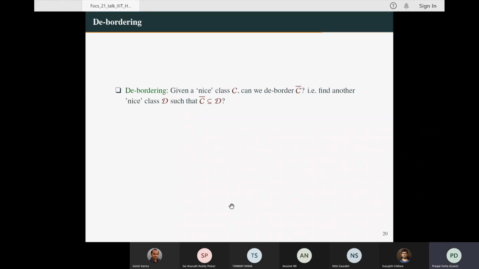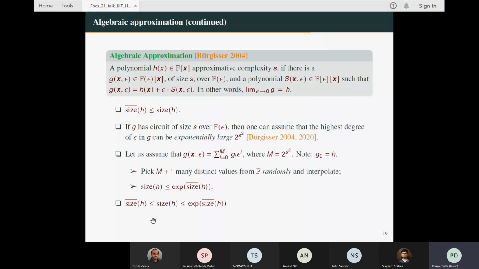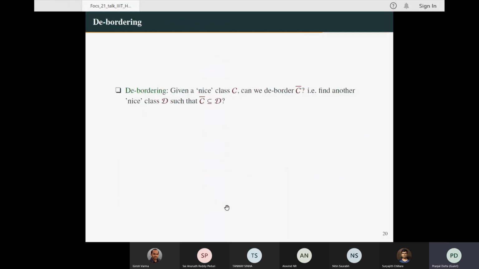Okay. And what do you mean by deborder? Suppose I have a class C, I want to understand what C bar means. As we saw in the previous slide, there can be an exponential gap, but the question is, can we say something when the class is nice? When we are not really talking about just general circuits, maybe some restrictions on the circuits and so on and so forth. So that is the debordering question.